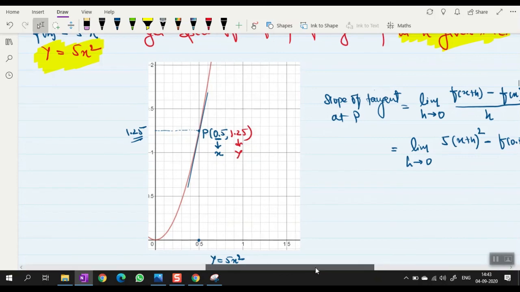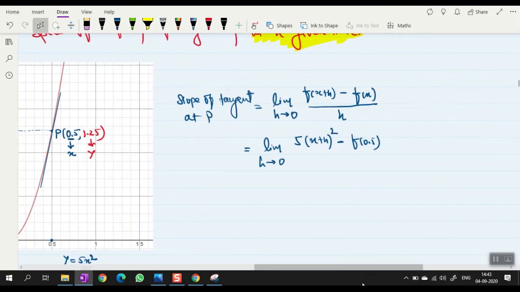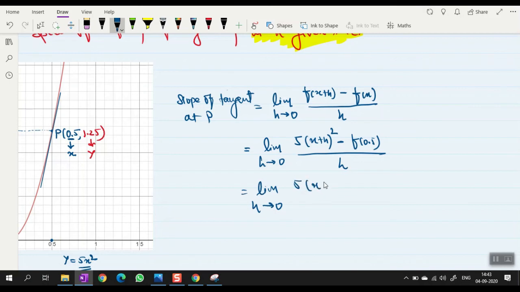So f of x plus h becomes 5 bracket x plus h the whole square. In the place of x, I'll put x plus h in our definition of the function. Then f of x becomes f of 0.5 upon h. So limit when h tends to 0 of 5 bracket x square plus 2xh. Now in the place of x, I will put 0.5, right? Because my x is 0.5. Otherwise, it will become complicated. So 0.5 square is 0.25 plus 2 into 0.5 into h, which is 1 into h, is h, plus h square minus f of 0.5, which is 1.25, the whole upon h.